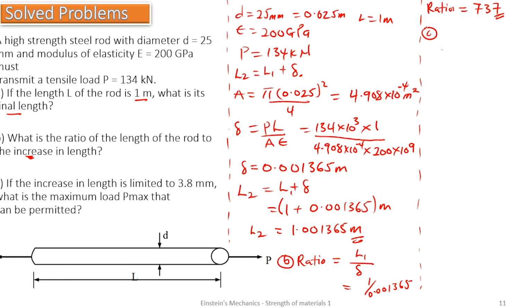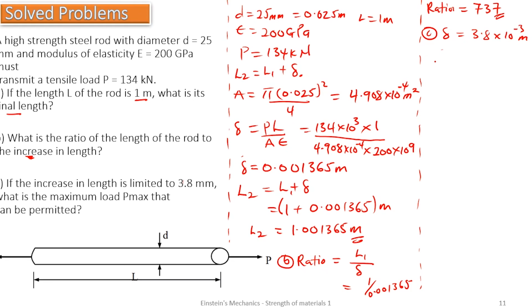Now the C part: if the increase in length is limited to 3.8 millimeters, what is the maximum load that can be permitted? Now they are asking us that if the increase in length, that's the elongation, is 3.8 millimeters, what will be the P maximum? I'm going to convert this to meters to be 3.8 times 10 raised to the power negative 3 meters.